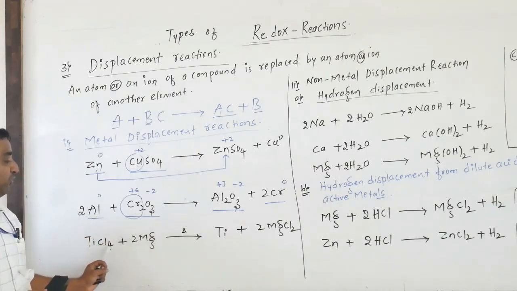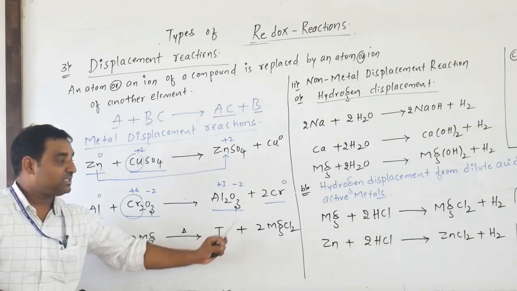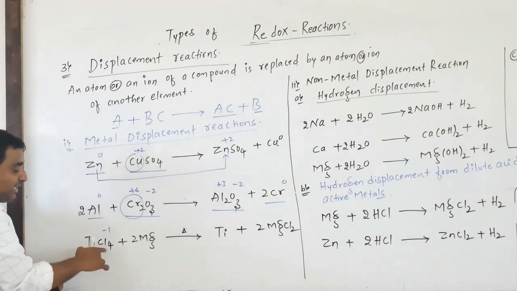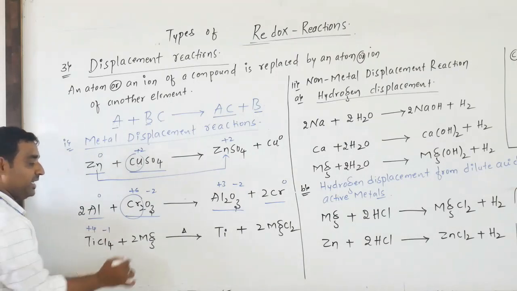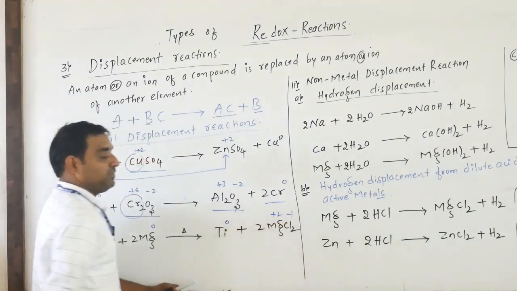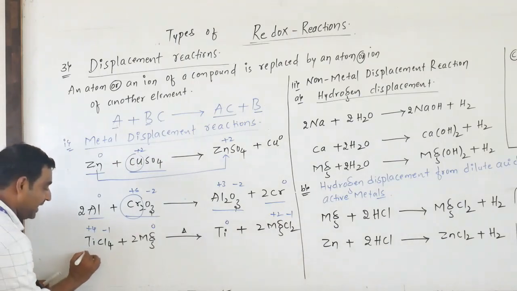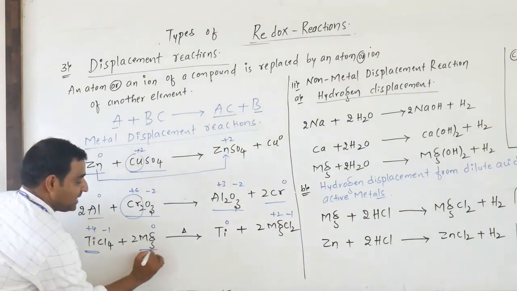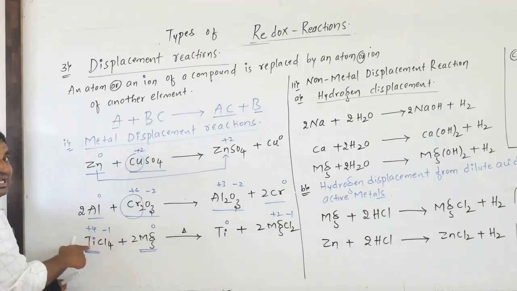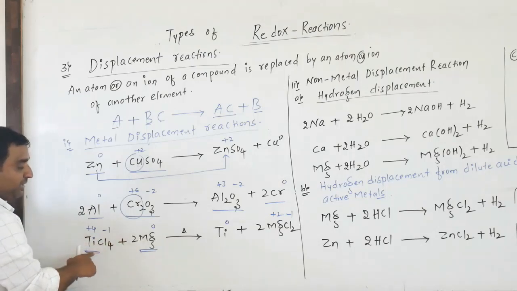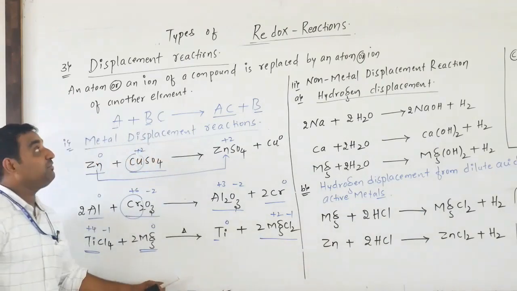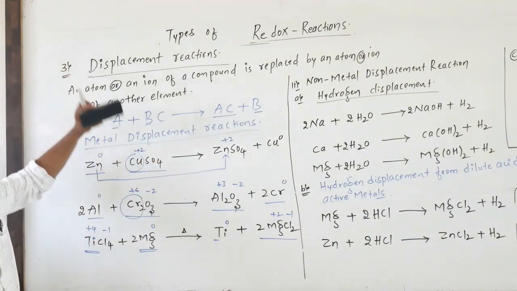Here TiCl4 reacts with Mg to give Ti plus MgCl2. Chlorine is -1, four chlorines give -4, so titanium is in the +4 oxidation state. Mg is 0, Ti is 0, Mg becomes +2, chlorine is -1. Here titanium is one metal and magnesium is another metal. Titanium is replaced by magnesium: titanium comes out and MgCl2 is formed. This type of reaction is called a displacement reaction.